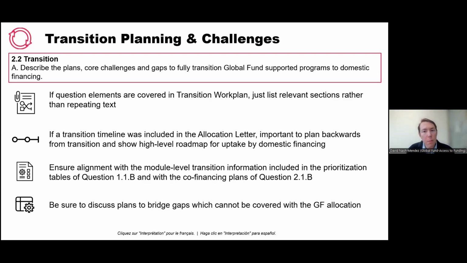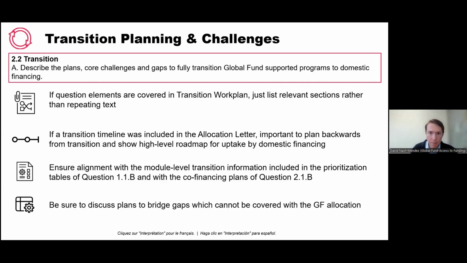This question is asking for a much higher level discussion of transition planning and may include discussions of programming not included in the funding request, for example, in the PAR, or things that have been previously funded by the Global Fund or by other donors. So if there are gaps in financing of the health sector, and specifically these programs, plans to bridge the gaps should be discussed in this section.